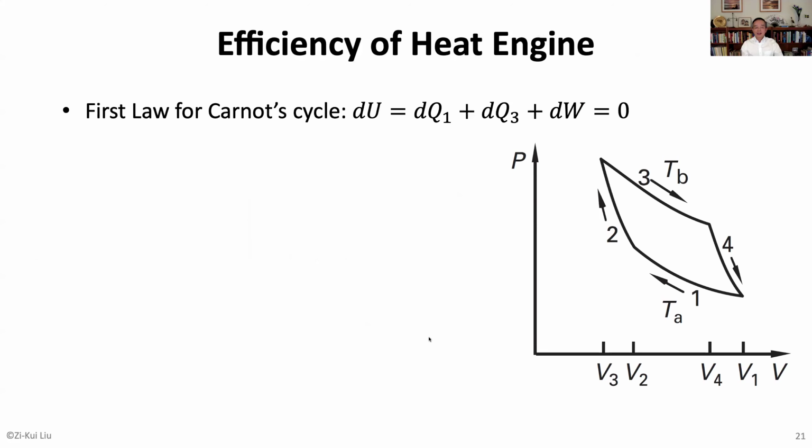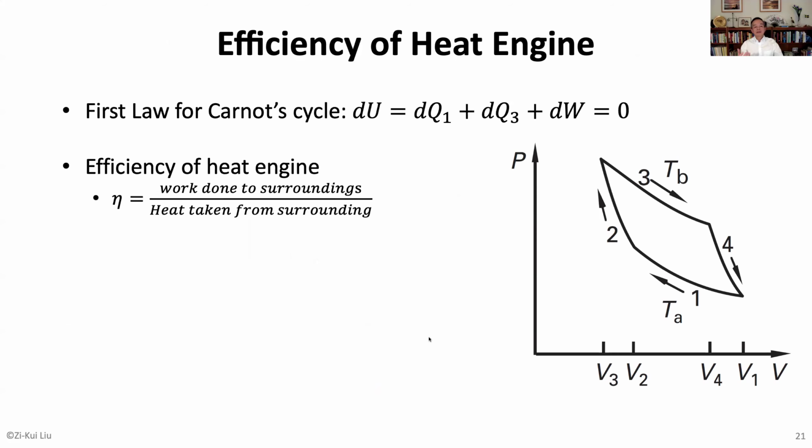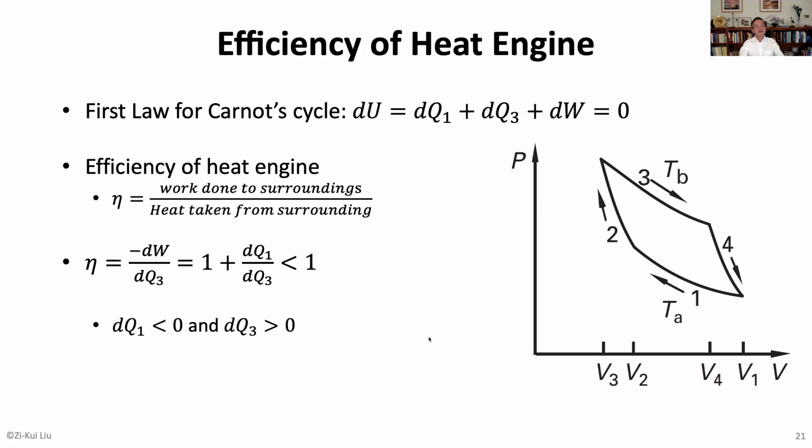So the efficiency is determined by how much work the engine does on the surroundings. Remember, work done by the system on the surroundings will be negative work. And the heat taken by the system from the surroundings is what does the work. So that's how to define it. Eta equals minus dw divided by dq3.